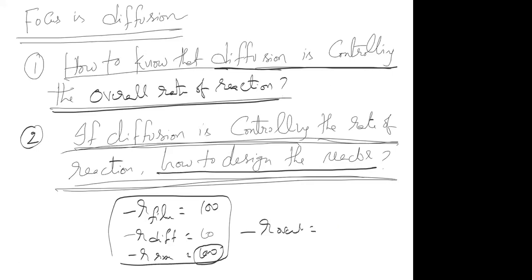It is 10 only, no? Because the overall rate of reaction is governed by the slowest step. Overall rate of reaction is 10. Clear? So this is what controls the rate of reaction. In this way you can understand better. Now, when I am designing the reactor, I should not use 1000 here. You should not use 1000, you should use 10.